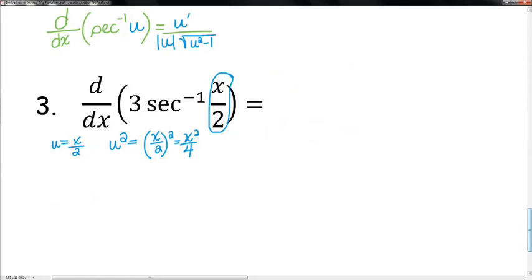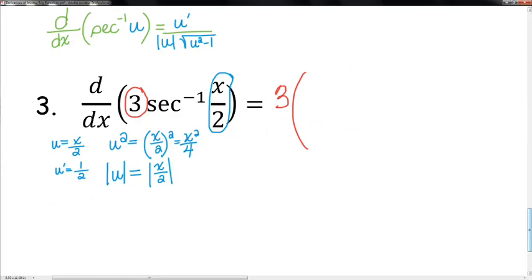And then u prime is going to give me, well, my coefficient is a half, derivative of x is 1, so my u prime is equal to a half. My absolute value of u looks like the absolute value of x over 2. So please be careful, my coefficient is 3, and it just remains there. It just stays on the outside. So 3 times, and so let's go ahead and fill in our formula.